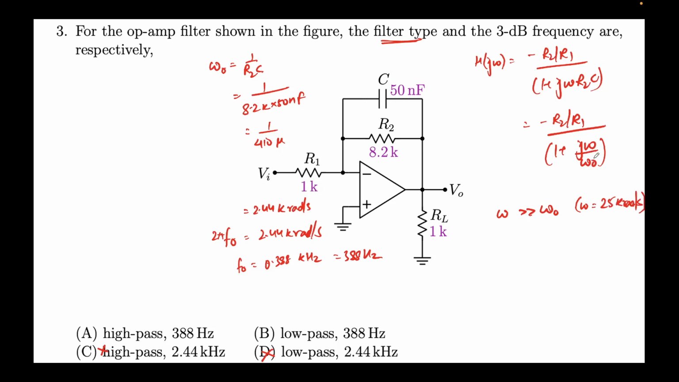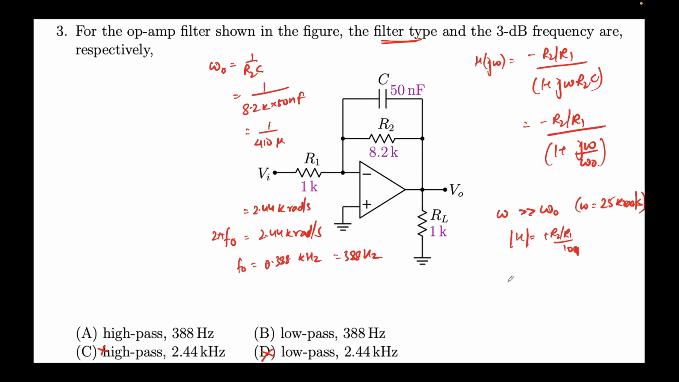So what's going to happen? This term will be very large, approximately 10, and so we can ignore 1. The output would then be minus R2 by R1 divided by 10j. If you only talk about the magnitude, the mod of H would be R2 by R1 divided by 10. And if you take 20 log, then this will be falling. This will be much smaller than your constant.